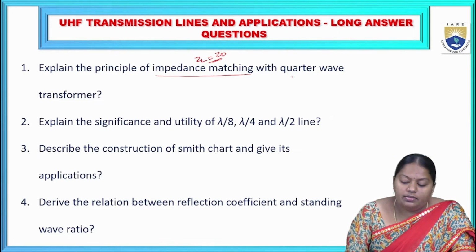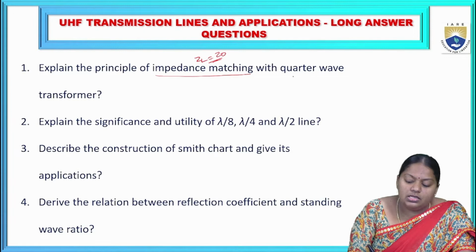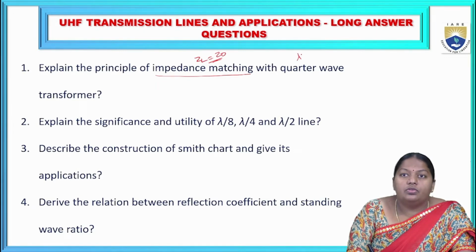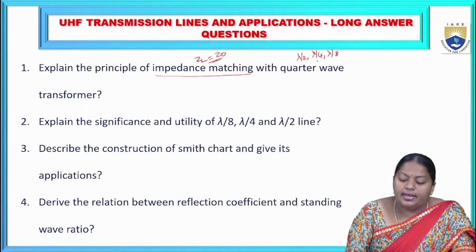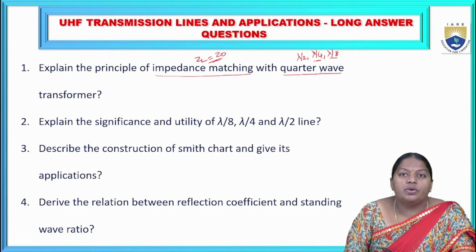To derive the condition for the property associated with the quarter wave transformer, depending upon the wavelength, there are three different types of lines. One is lambda by 2, another is lambda by 4, and the next is lambda by 8. So half wavelength line, quarter wavelength line, and eighth wavelength line. Depending upon these, the first one is the quarter wave transformer type.